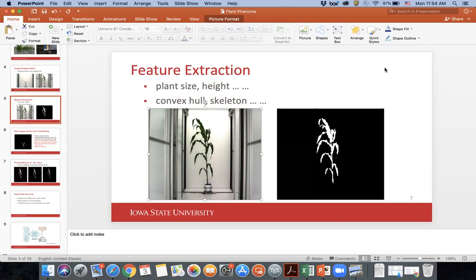Oh, is that one of your own students asking a question? Yeah, that's a student from Pat, Dr. Pat Schnable. So we're working together on the field level image processing.